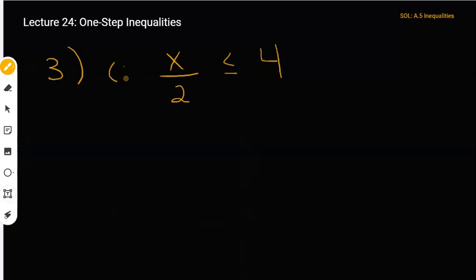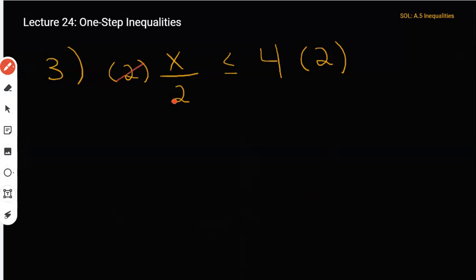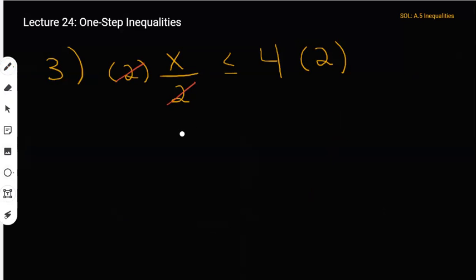So I'm going to put a 2 right here out in parentheses, and I'm going to do the same thing on this side. And what that's going to do is get rid of the 2's. So the 2's are going to cancel out, but the x is going to remain on the left side. Doing yellow. So I bring down the sign, less than or equal to, and then 4 times 2 is going to give me what? 8. Yep. So x is less than or equal to 8.